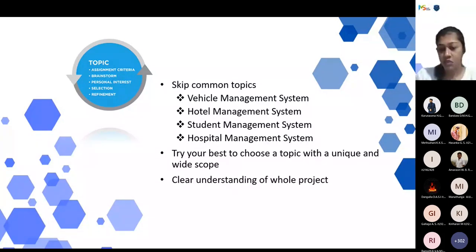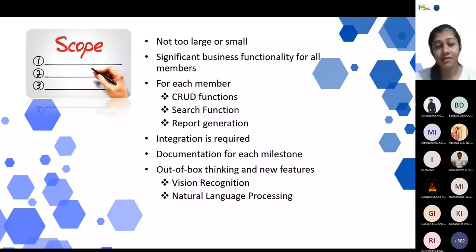So let's see how to select a scope for your selected topic. The scope should not be too large or small, because you are only getting 6 months to complete, but most of the time it will be less than 6 months. You have to do your MAD project and other assignments as well. So the scope should not be too large or small.